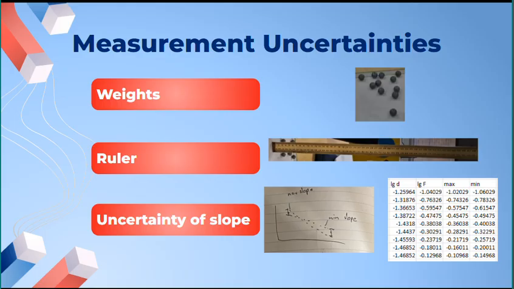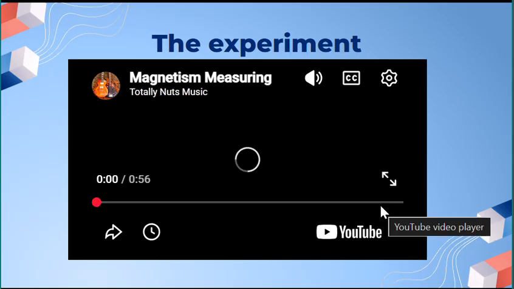The main uncertainty was calculated with the slope of the linear graph shown in the results page. It was calculated using the simple formula max slope minus min slope over 2, with each slope being calculated with the classic y1 minus y2 over x1 minus x2. With this method, we got an uncertainty of plus or minus 0.19.